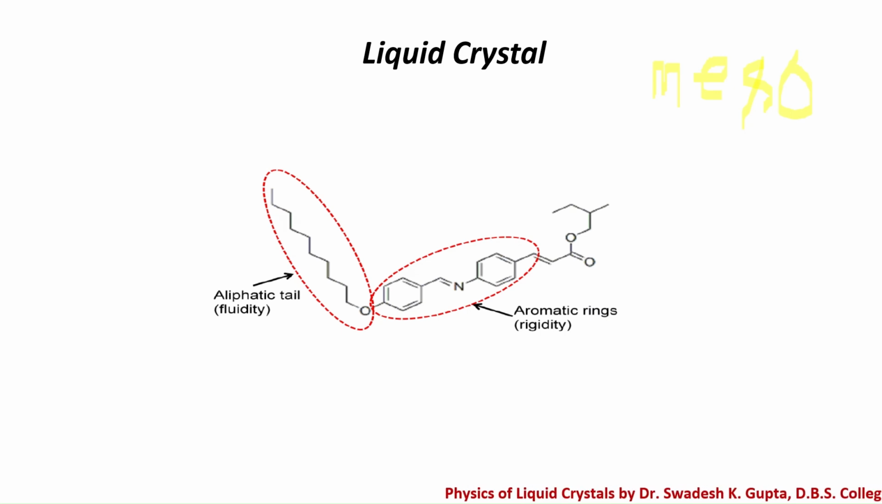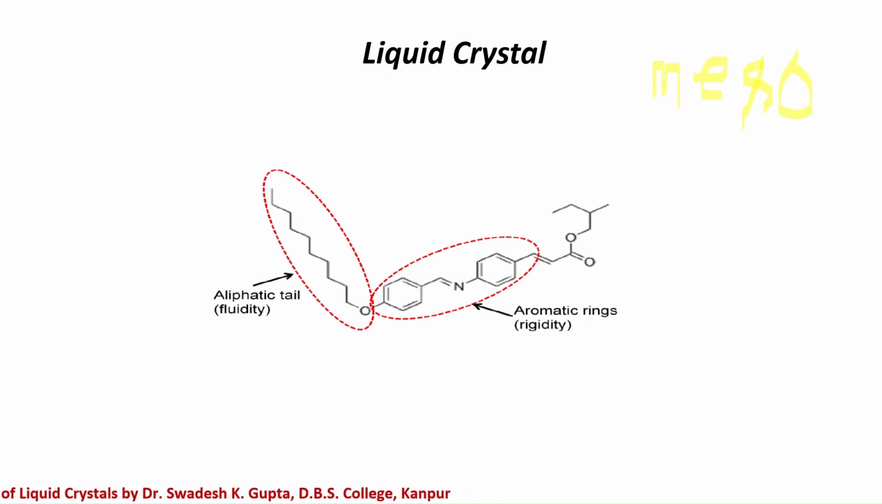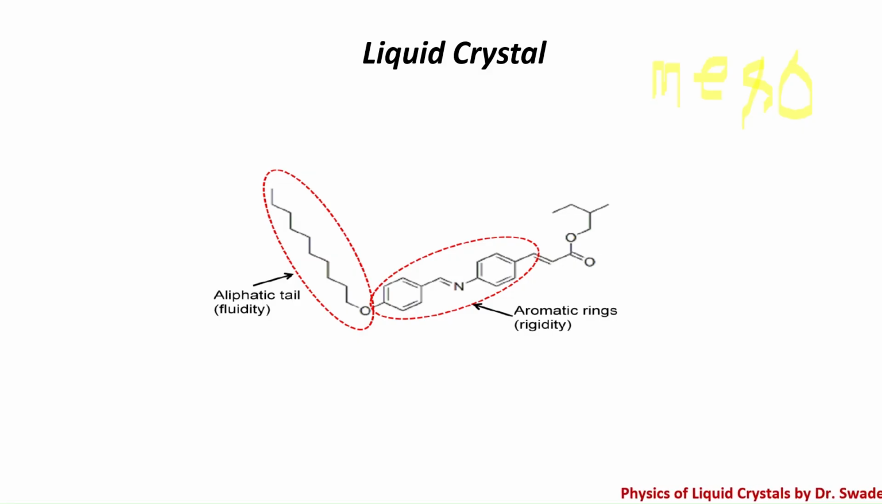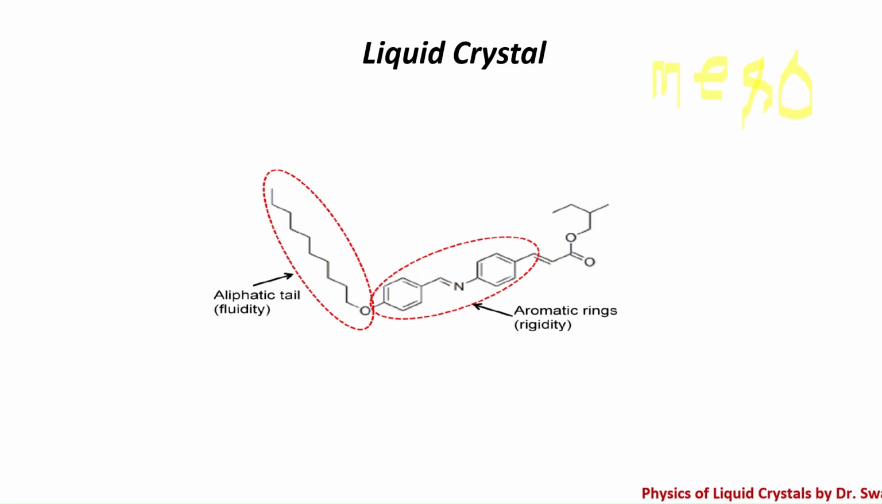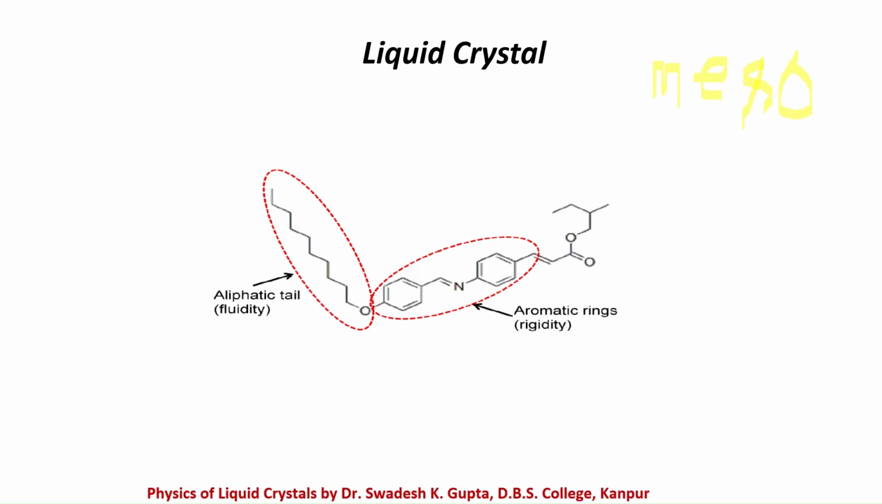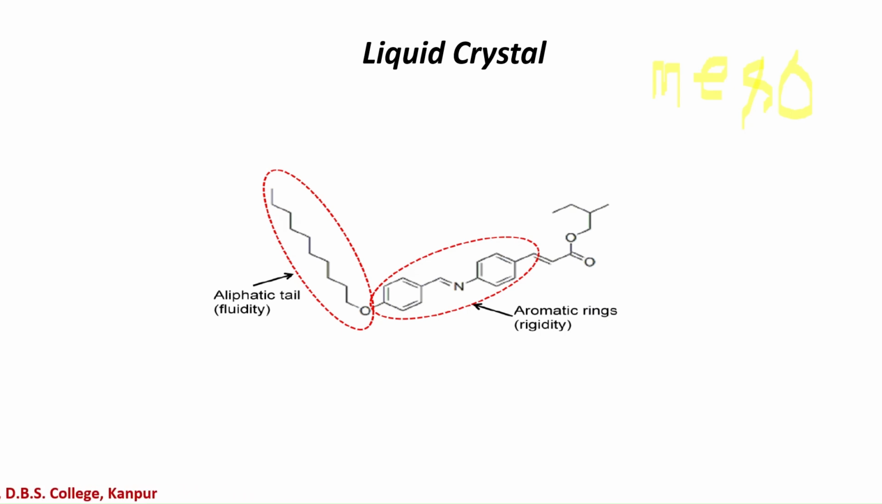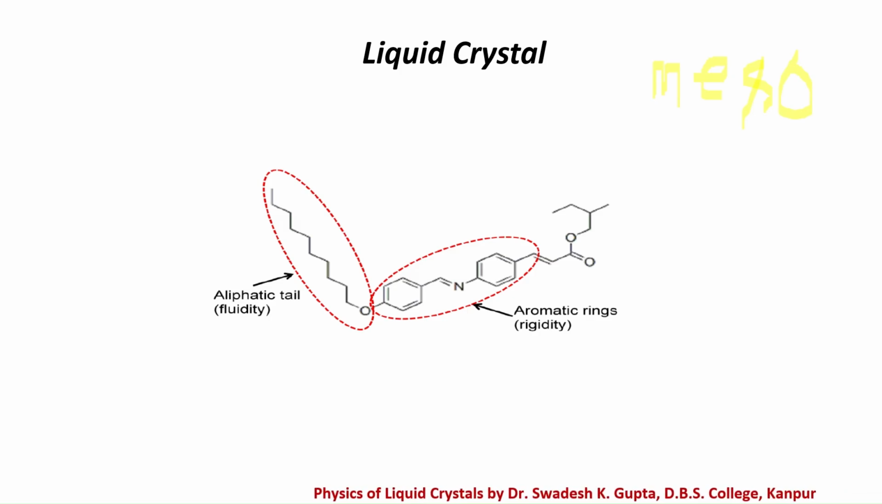So as you can see, there are two rings here in this molecule, and then there is a big tail which contains a CH2 CH3 structure. One is an aromatic ring, which provides the rigidity to the molecule. On the other hand, this aliphatic tail, which is free to move around, has more degrees of freedom. This provides the fluidity to this molecule, and thus the molecule becomes a liquid crystal in a certain temperature range.